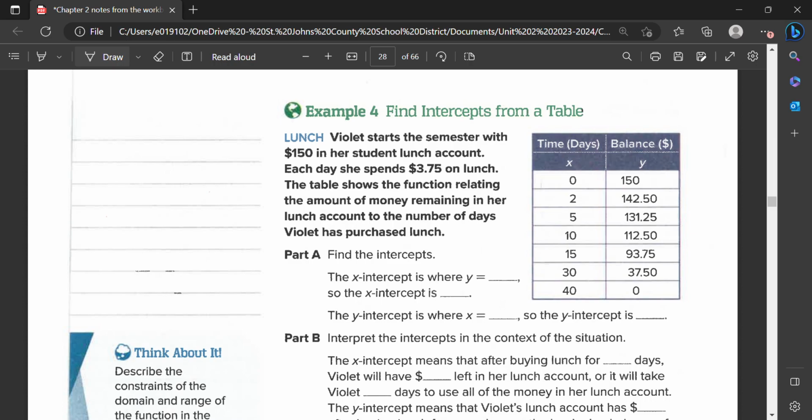All right, we need to find the intercepts from a table. How we can do this is anytime you see zeros on a table, that's going to be your x or y intercept. How you can tell is whichever one is 0. So if x is 0, that's your y intercept. If y is 0, that's your x intercept. So whatever variable is 0, it's the opposite intercept.